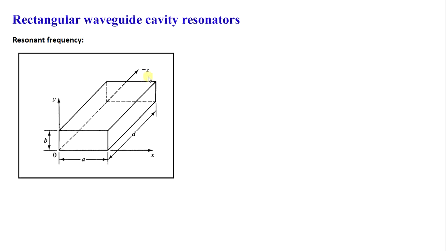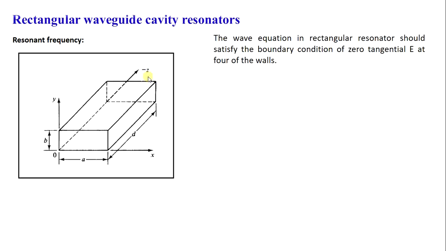Now we will move on to the derivation of the resonant frequency of a rectangular cavity resonator. The wave equation in the rectangular resonator should satisfy the boundary condition of zero tangential electric field at the four walls of the waveguide.